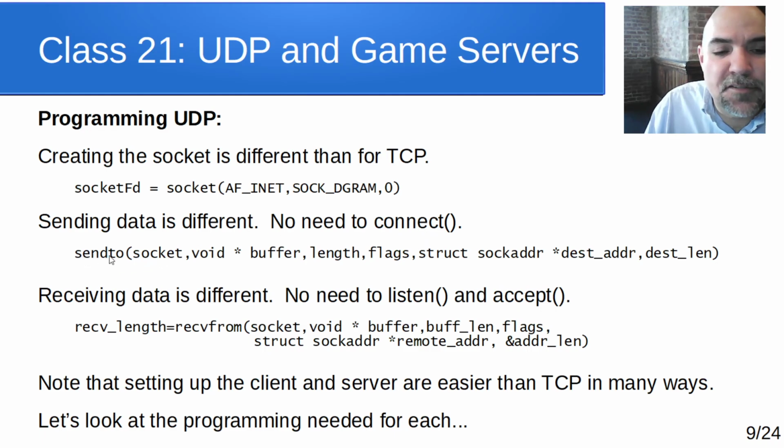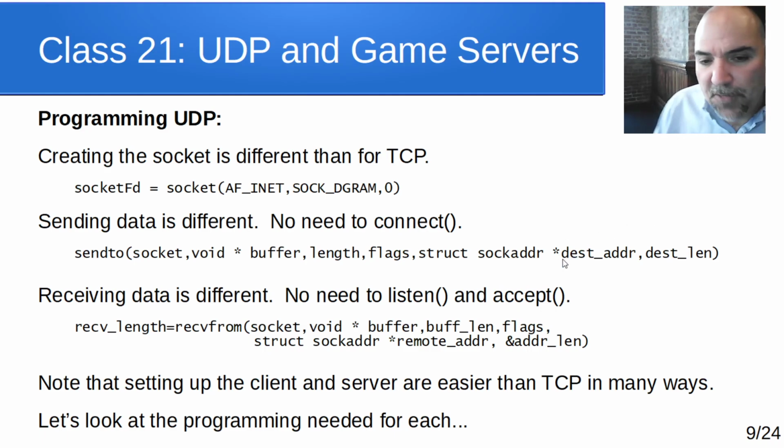And instead of calling send, we call sendto. The way sendto works is you specify the socket you want to send on, you specify the buffer that you want to send, you specify the length of the data that's in that buffer, there's these flags, and then you specify this address that you're sending it to, and then this is the length of that address.